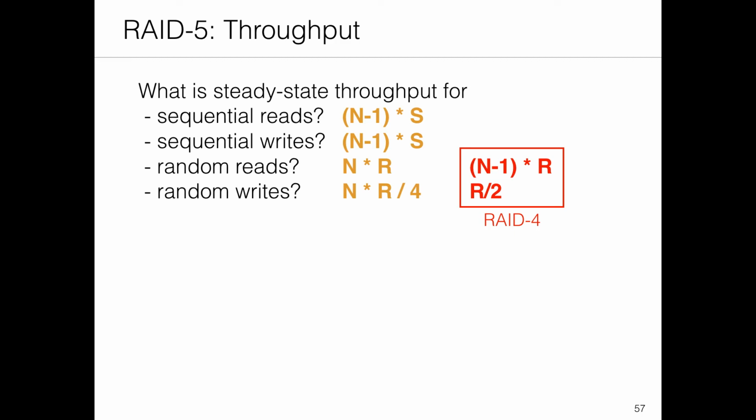Okay, why is this n into r cross 4? Because two disks can be accessed for one random write, and there'll be 4 operations. Right, so n into r cross 4.